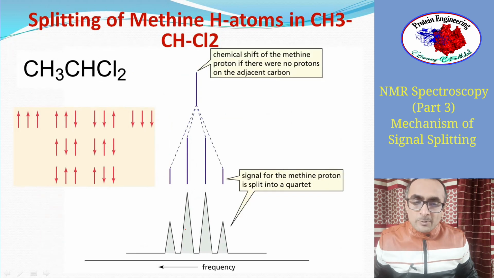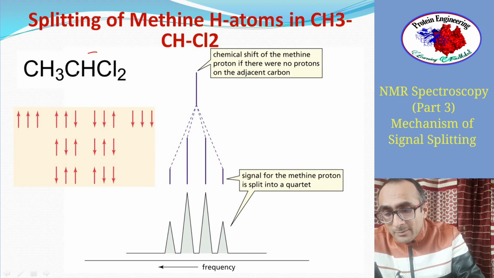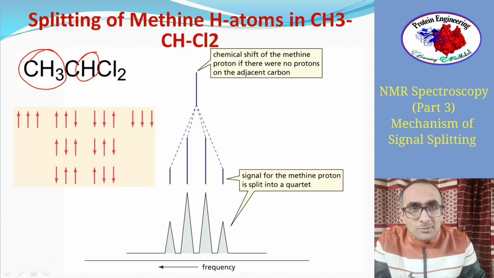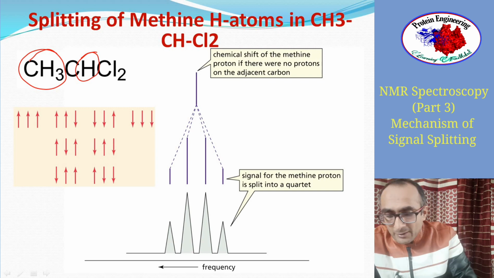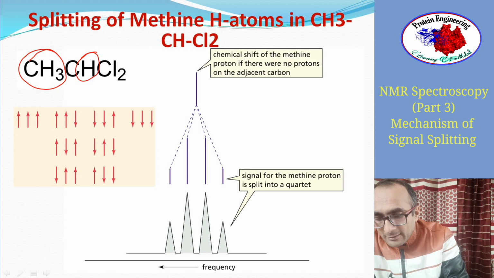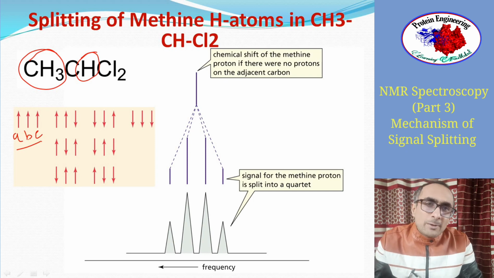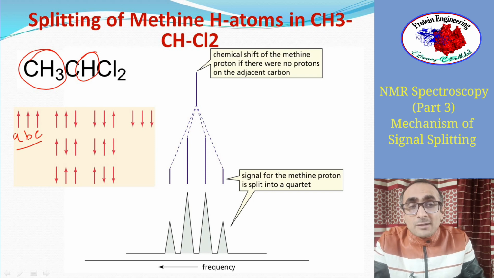Now let's look at the splitting of the methine hydrogen atom in the compound. The methine hydrogen atom is surrounded by these three hydrogen atoms. So in this case, the three hydrogen atoms will influence the magnetic property of this CH proton. If you call these three hydrogen atoms A, B, and C, they have variable possibilities for the orientation of their magnetic moment.